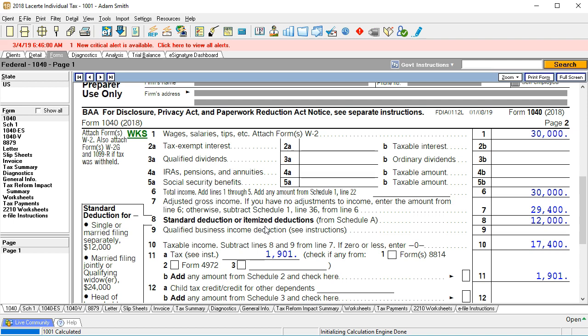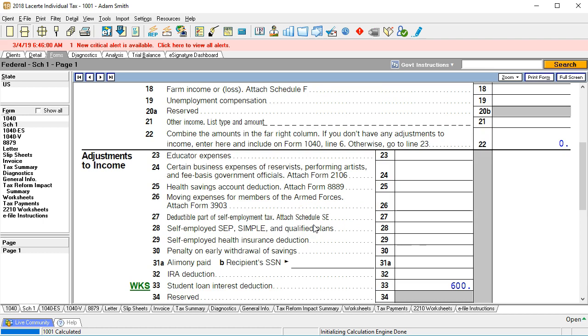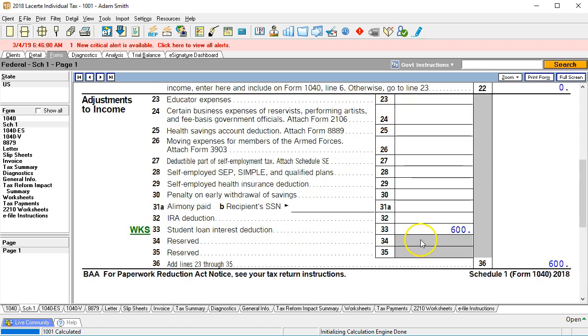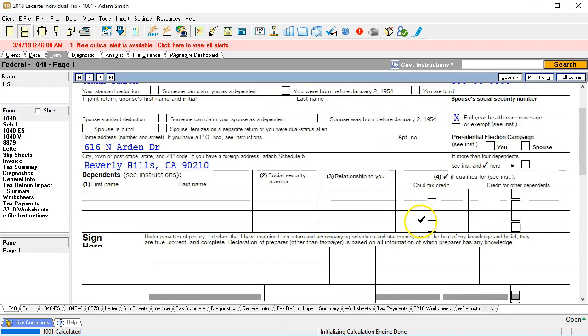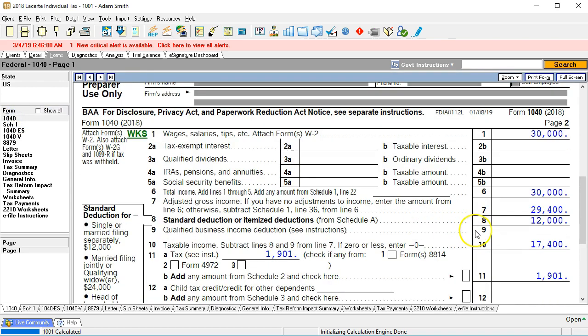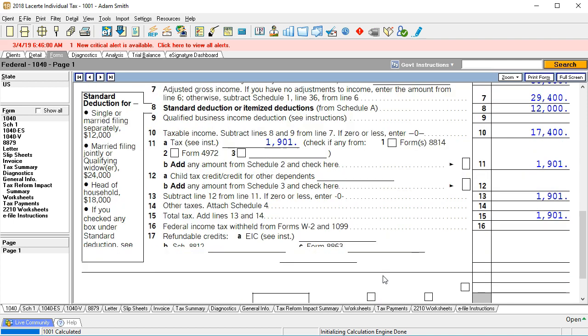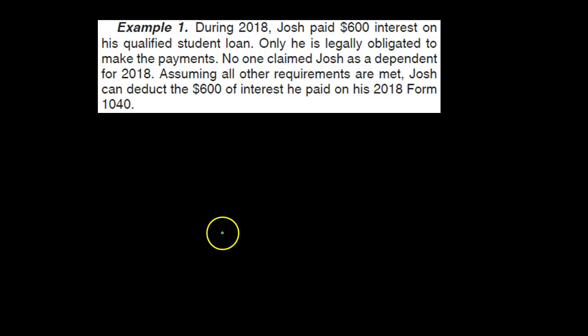It's going to be what sometimes is called above the line deduction, or maybe now it's going to be called a Schedule 1 deduction, which is going to be an adjustment to income up here. So that means you're still going to get it even if you're not in the range of itemizing. And then we got the 12,000 bringing the taxable income to 17,400, tax at 1,901 in this example.